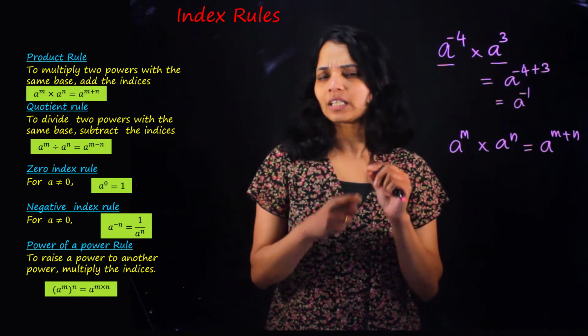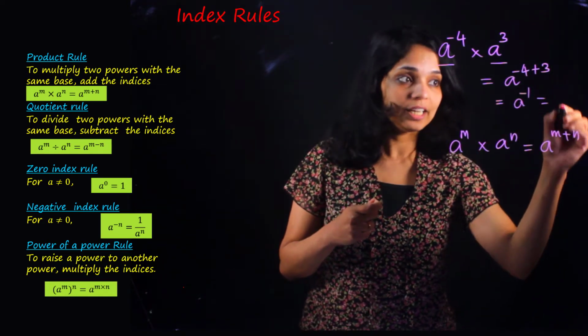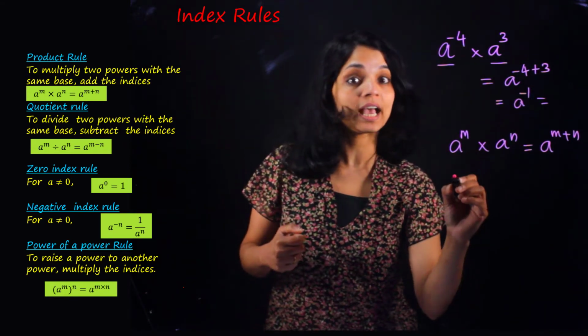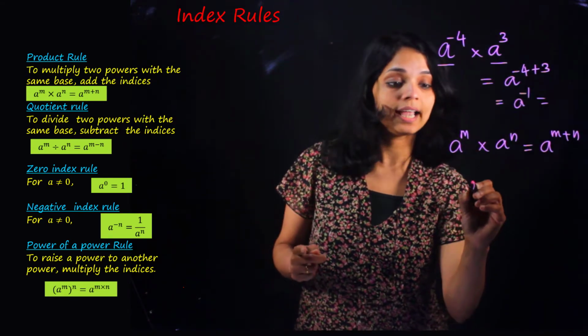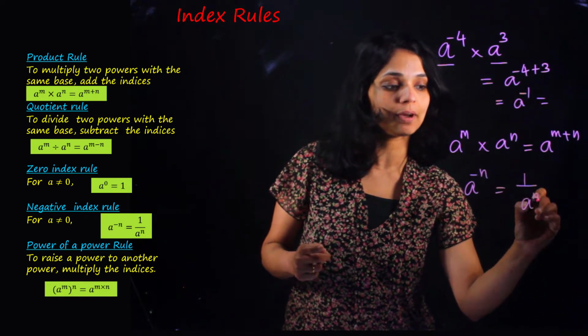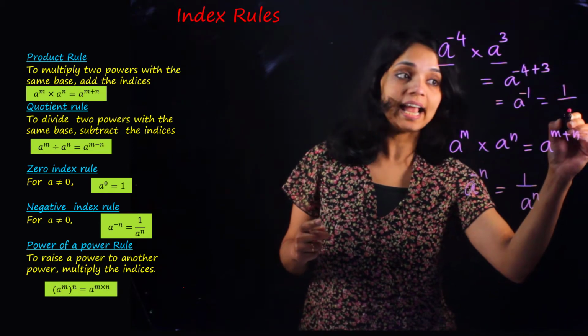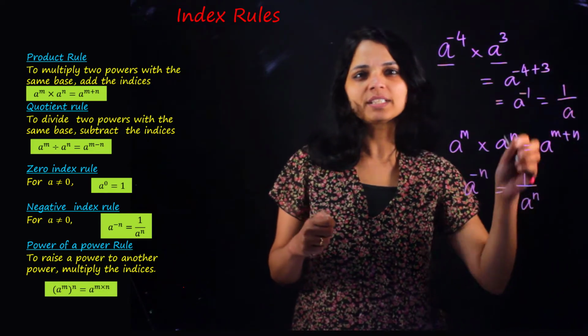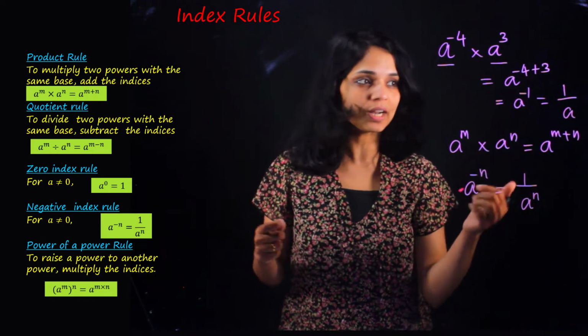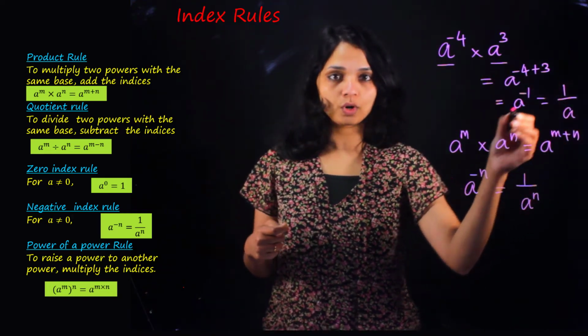And if you don't want to express this answer with a negative index, you can invert this because we have the negative index rule: a to the power minus n equals 1 on a to the power n. Using that, you can write it as 1 on a to the power 1. But if the power is 1, you don't have to write it. So the answer for this one is 1 on a.